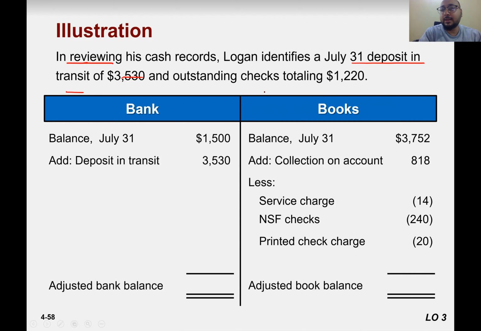And outstanding checks. So Logan wrote down the checks and gave them to suppliers, and to people whom we owe. So the total is 1,220, but they didn't present the checks. On the book side, they already decreased, but the bank doesn't know. So it means we need to decrease the bank balance as well. Less outstanding checks.